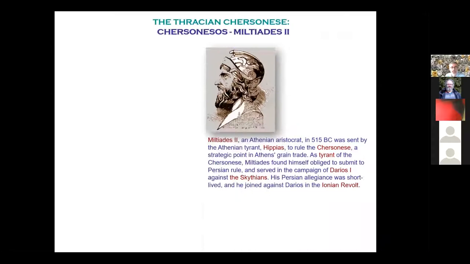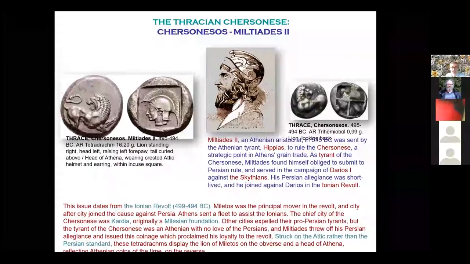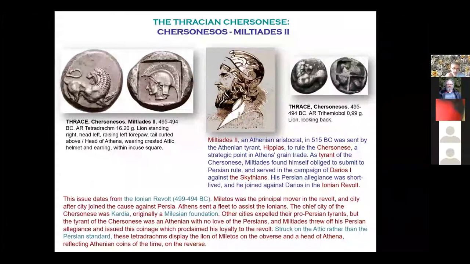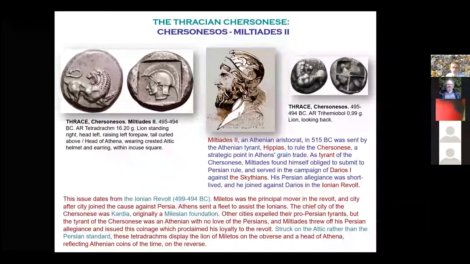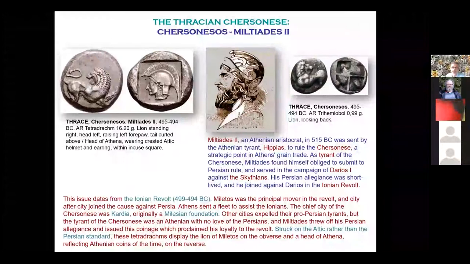Chersonesus, or Chersonissos, was a famous city caught in the conflict between the Persians and the Ionian League. Miltiades was actually an Athenian aristocrat. In 515 BC, he was sent by the Athenian tyrant Hippias to rule the Chersonese, a strategic point in Athens' grain trade. As tyrant of the Chersonese, Miltiades found himself obliged to submit to Persian rule and serve in the campaign of Darius I against the Scythians. His Persian allegiance was short-lived, and he joined against Darius in the Ionian revolt.